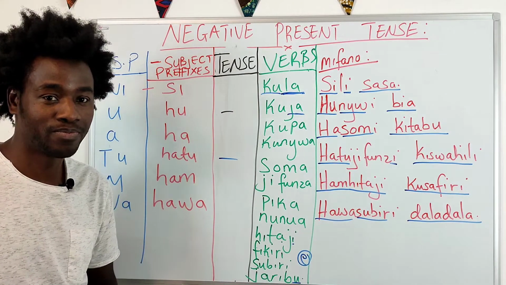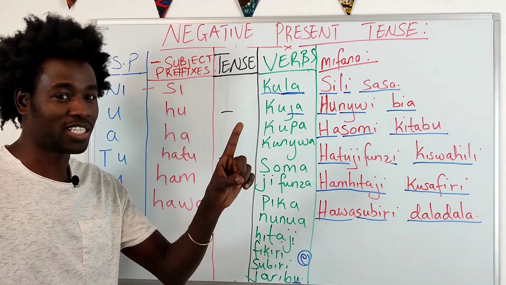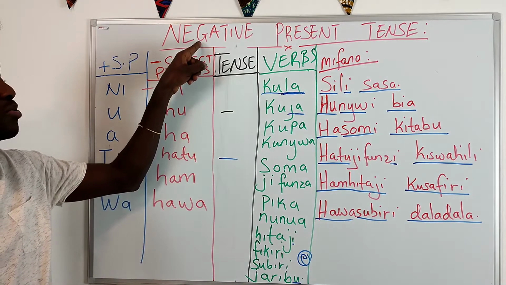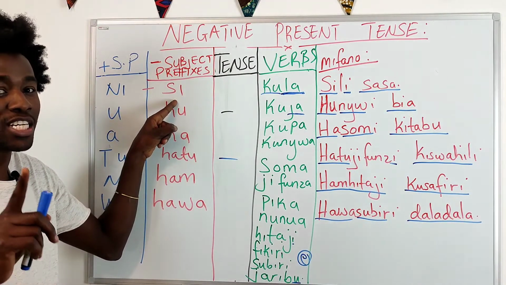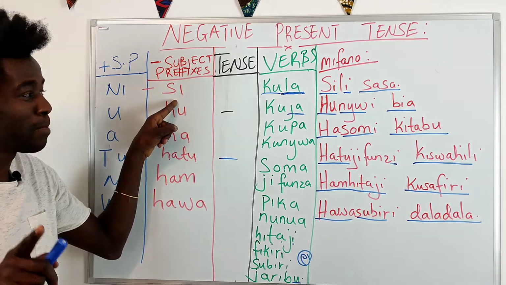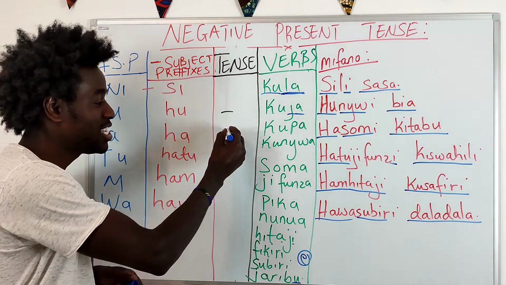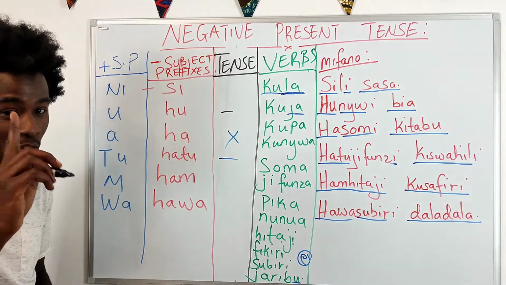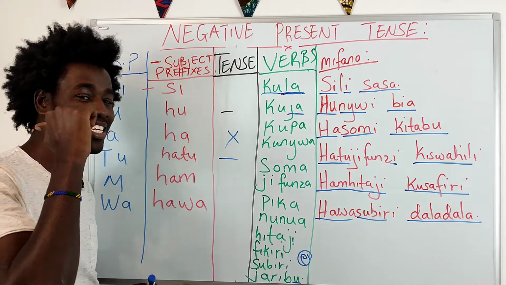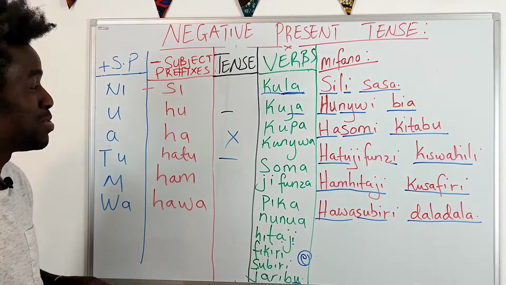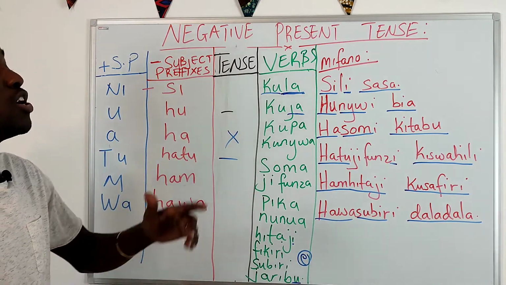Rule number one. It is always rule number one. Use a subject prefix. And because we are discussing the negative, use the negative subject prefix. Rule number two, no tense. So here, no tense, but only in the present tense. Let's see the past tense and the negative future later, but for now, in the present tense, no tense.